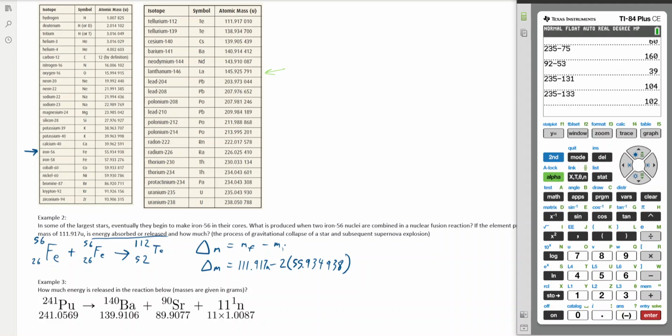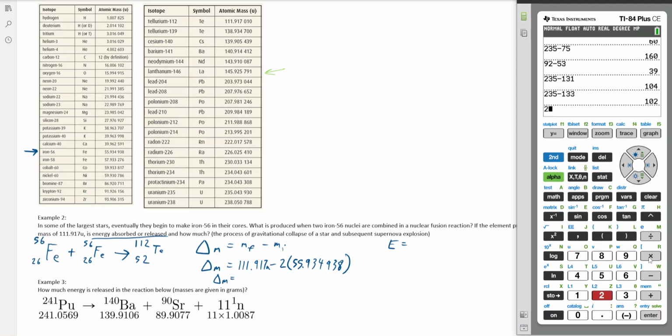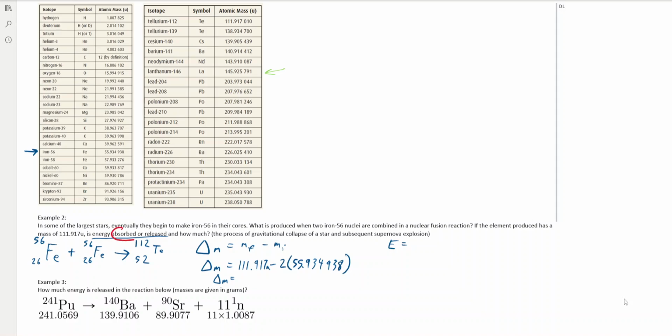And so what we're going to do is figure out that number, and then we want to figure out how much energy is being absorbed or released. Well, basically, the question is: is this number bigger than or smaller than the 111.917? And it's smaller, so that means we have less mass at the beginning and more mass at the end, which means energy has to be absorbed. So this is really important. Energy is being absorbed here.